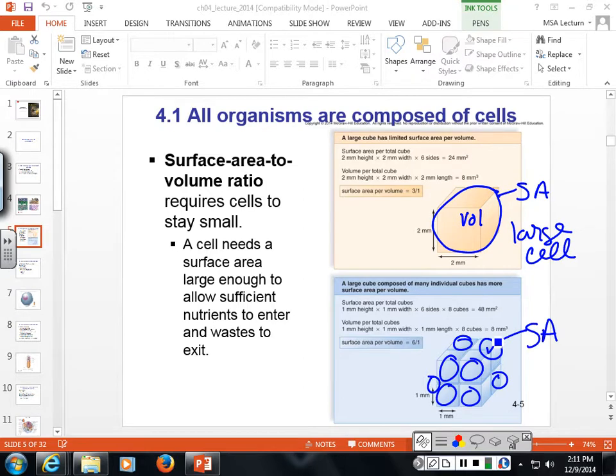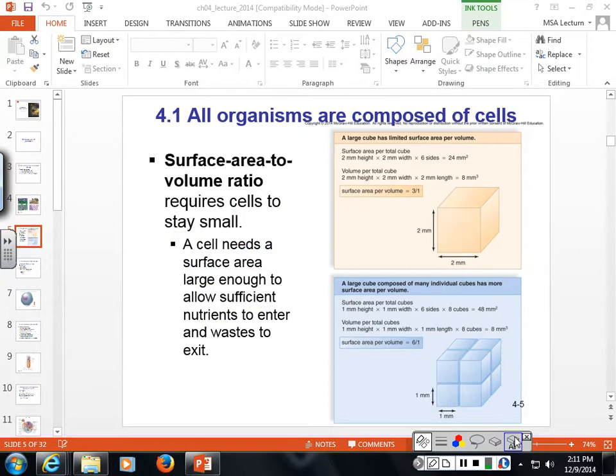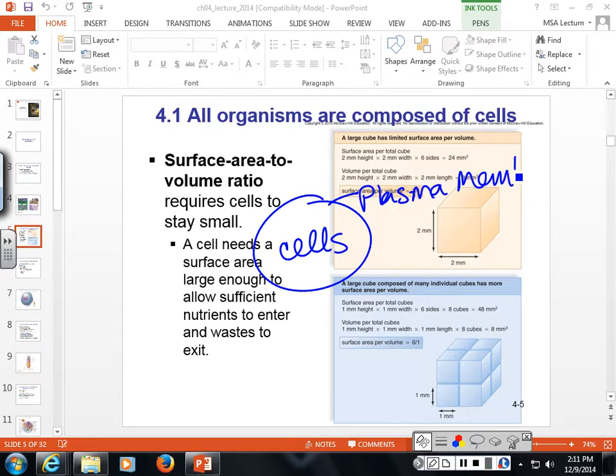So what they want you to understand is that cells have to stay small because cells need enough surface area to allow sufficient nutrients to enter and exit. So what does that mumbo jumbo mean? Remember, we have our cells, and cells have a plasma membrane. The plasma membrane is the fence where items can enter and exit the cell. This is your barrier that either allows items inside the cell or out.